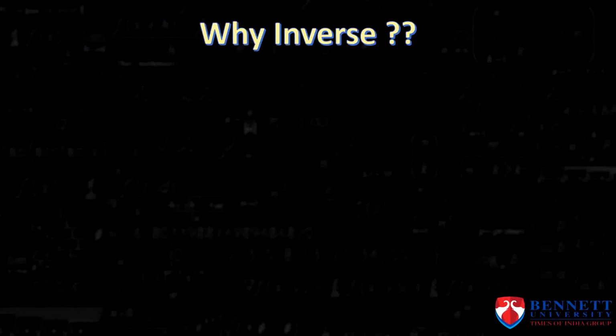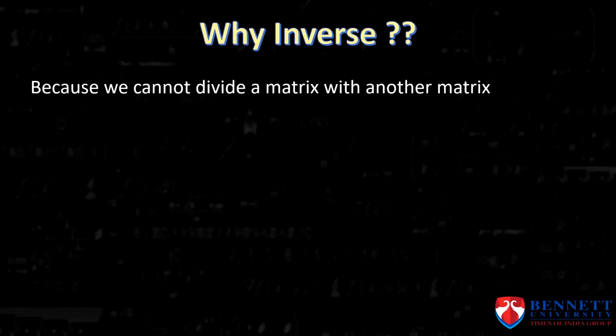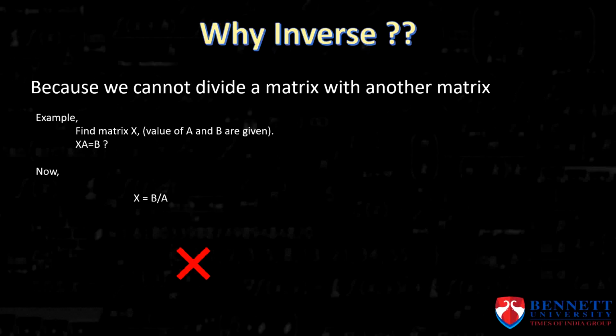Then why do we need inverse? What is the need of finding the inverse matrix? The only reason is because we cannot divide a matrix by another matrix. Let's take an example. Here we have to find the matrix X, and the values of two other matrices are given, and this is the equation: X multiplied by A equals B. Now we have the values of A and B, but we need to find the value of matrix X. You're thinking we can simply divide matrix B by A, but that is the point. We cannot do that. It is wrong. That is the whole reason we need to find the inverse.